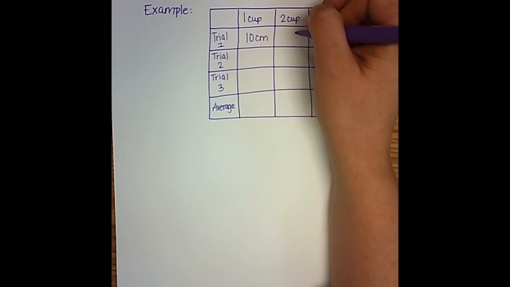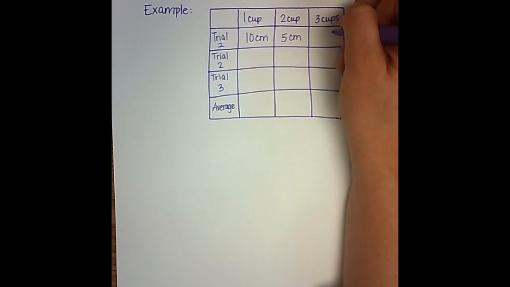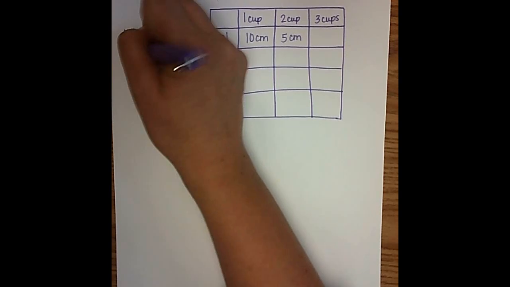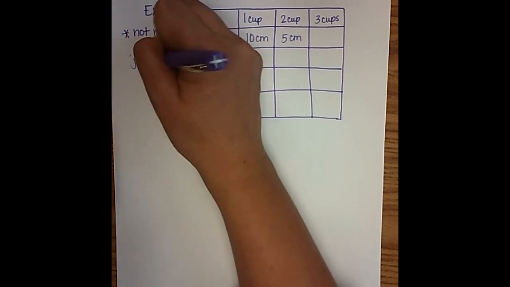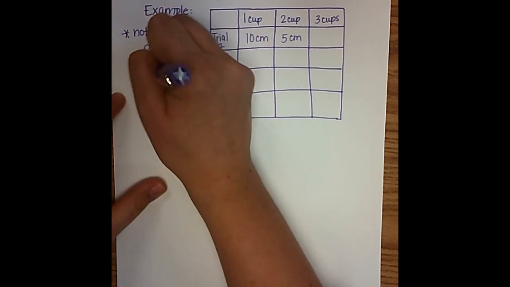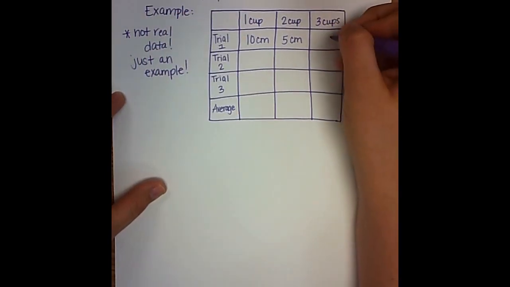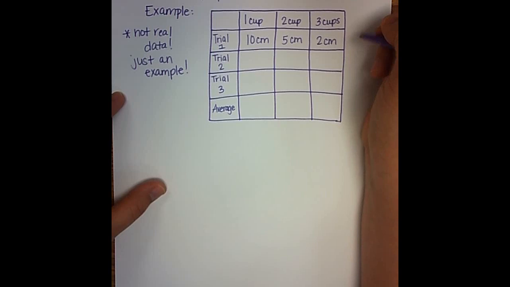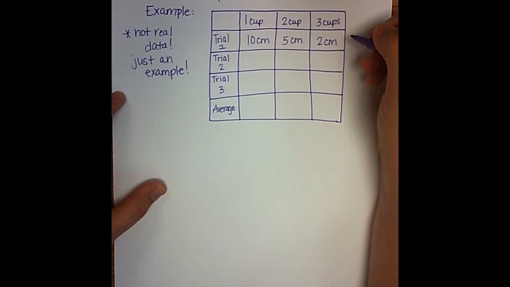Well, let's say that when I did the first trial and I put 2 cups, it only grew 5 centimeters. Now this is just an example, okay? Not real data, just an example. Let's say that when I did 3 cups, it didn't grow that much. It only grew 2 centimeters. I measured this and wrote it down in my table. It's an organized way to write down your measurements for your dependent variable.